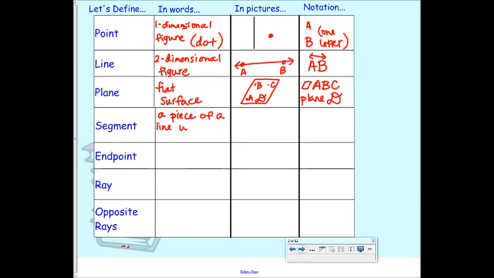With 2 endpoints. So a segment looks similar to a line, except what's the difference? It stops. Very good. All right, so we name it the same way as a line, except that the thing on top is now a segment and not a line symbol. All right, so a segment is a piece of a line.